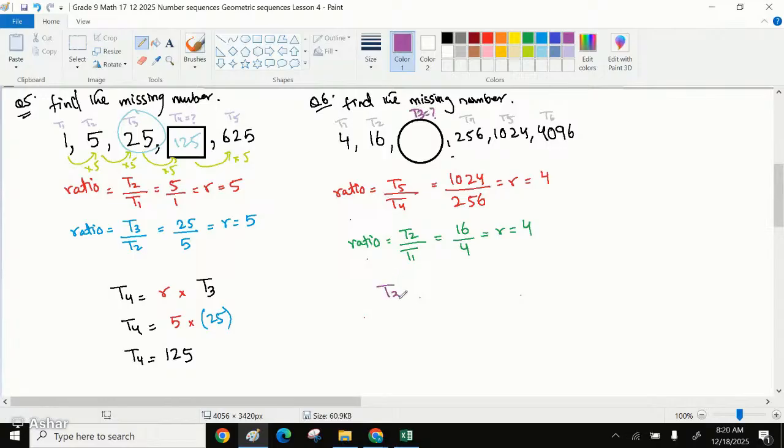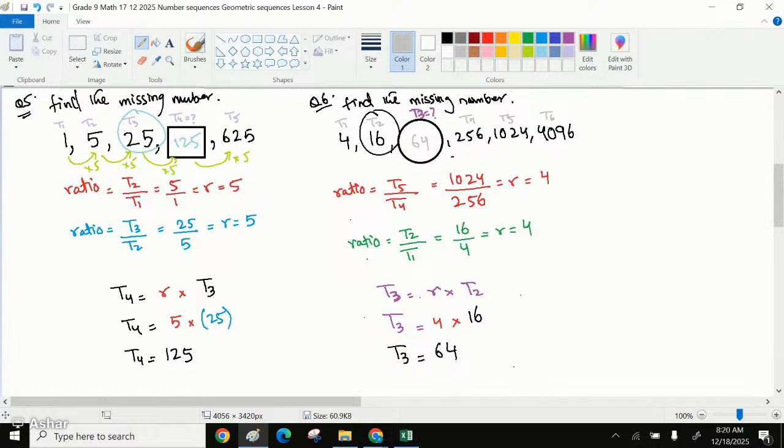can we say that term number 3 is ratio times the previous term? If this is term 3, then the previous term would be term 2. Term 3 equals the ratio, which was 4, multiplied by term 2, that was 16. That means term 3 comes out to be 64. And we simply write the 64 over here, showing that this is the sequence of the numbers.